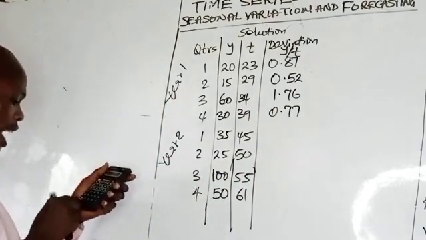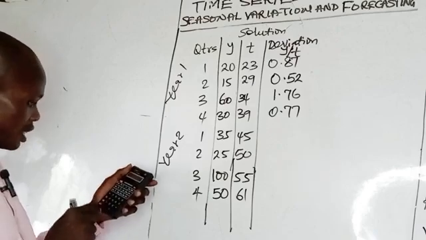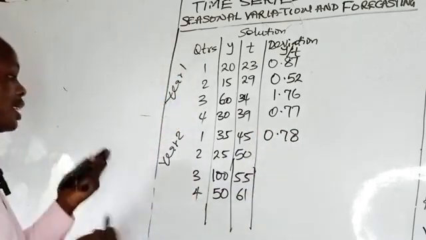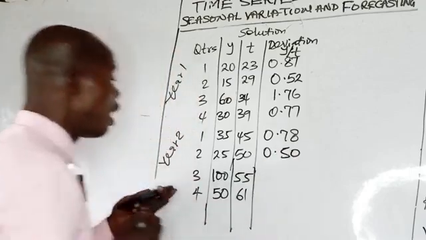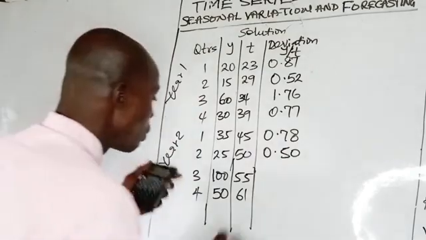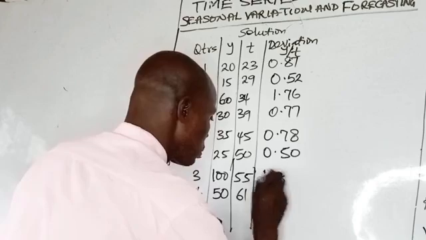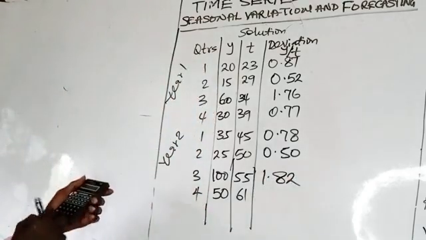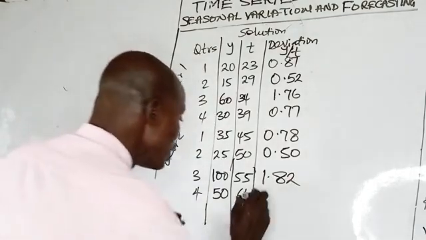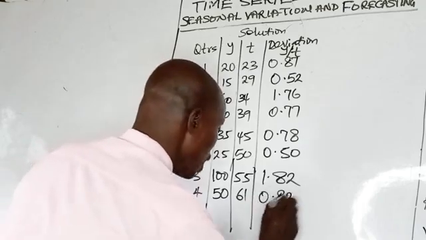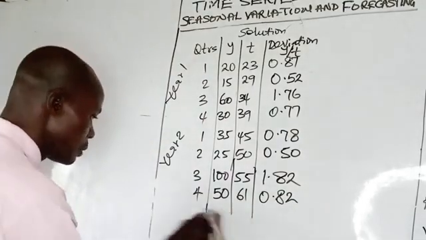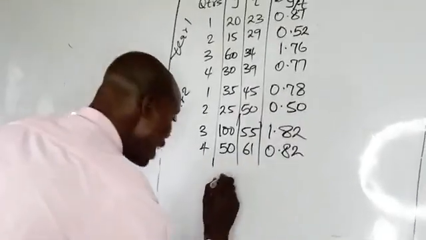77%. We have 35 over 45. That gives us 0.78 or 78%. 25 over 50 will be 0.50 or 50%. 100 over 55. That gives us 1.82 or 182%. Then 50 divided by 61. That gives us 0.82 or 82%. Then that is the first step. Then the next step is to estimate the deviation.